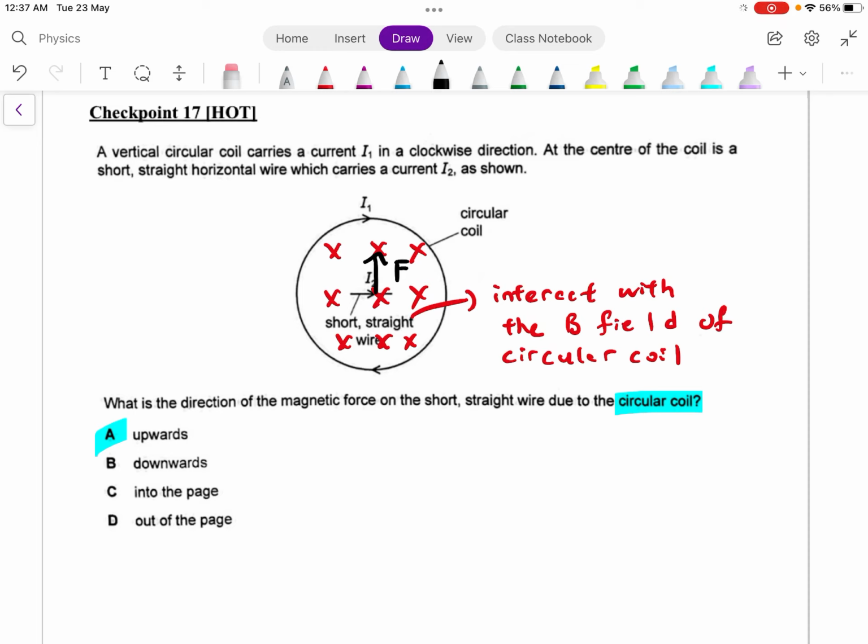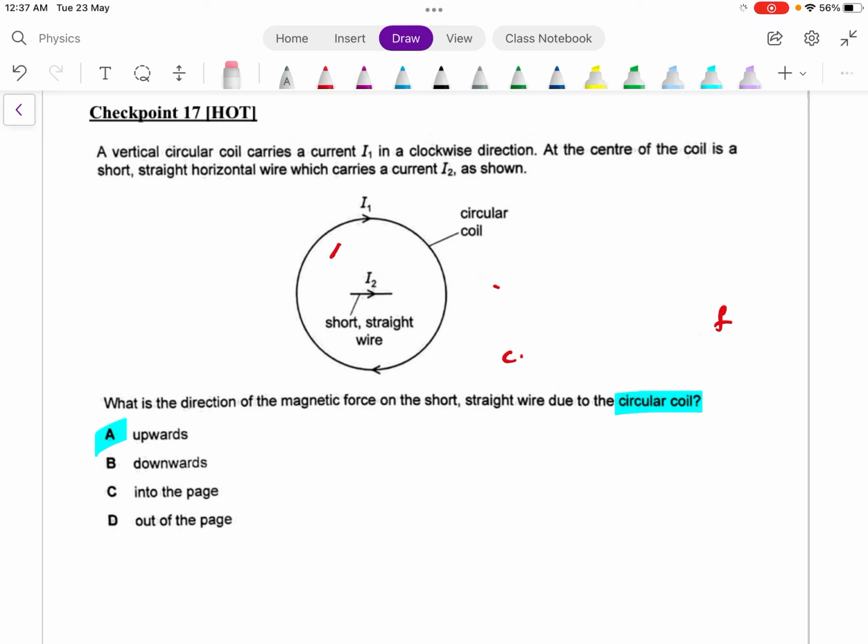Okay, what if I add one more question to this question? What about the magnetic force that's acting on the circular coil due to the short straight wire? Okay, so how do we do this question? Very simple. First thing first, this circular coil is also going to experience a force due to the short straight wire, because the short straight wire also produces its own magnetic field.